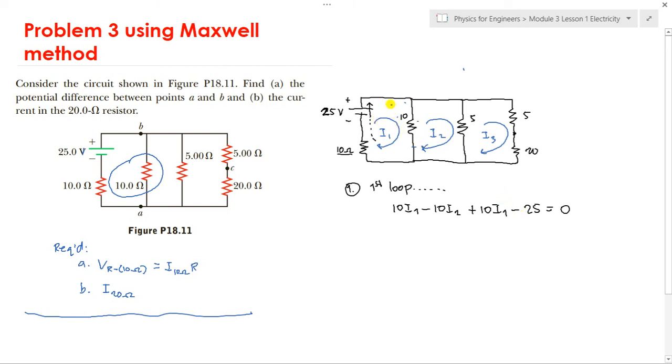However, if the arrow is reversed, going from positive to negative, then its sign is plus. Okay, that is the sign convention for the batteries. So let us continue.